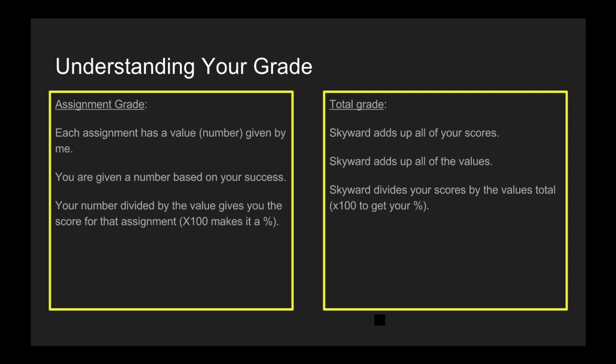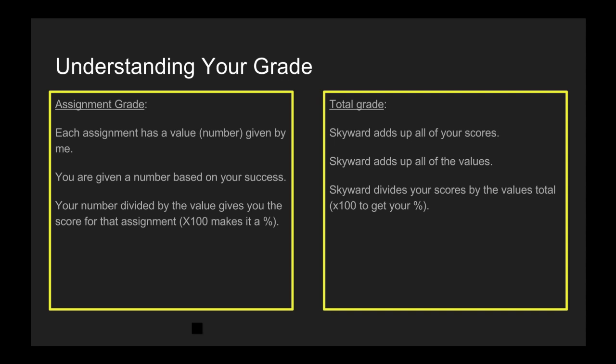So understanding your grade. On the left side block, we've got your assignment grade. What happens is the teacher goes into Skyward, clicks Add Assignment, gives it a description, gives it a date and a due date, and then decides on a point value. That value is often determined based on its overall value in the semester, whether it's a big thing or a little thing. And when you get a score based on your success, the teacher decides how much credit you deserve.